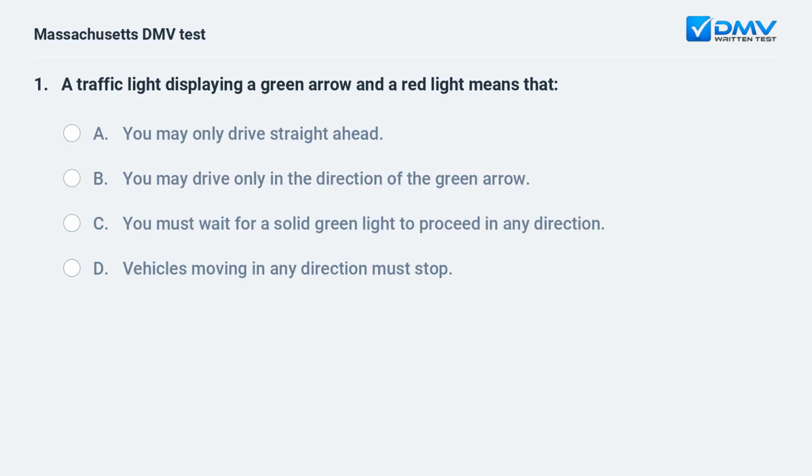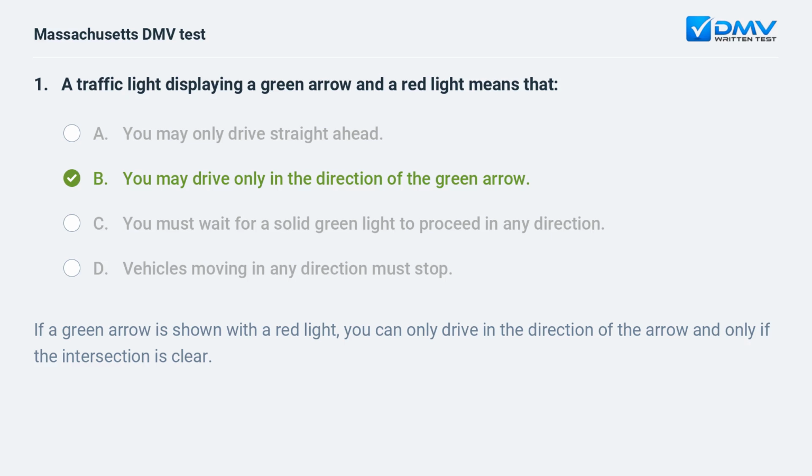A traffic light displaying a green arrow and a red light means that: A. You may only drive straight ahead. B. You may drive only in the direction of the green arrow. C. You must wait for a solid green light to proceed in any direction. D. Vehicles moving in any direction must stop.